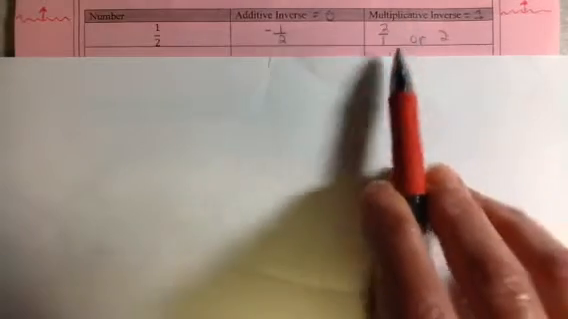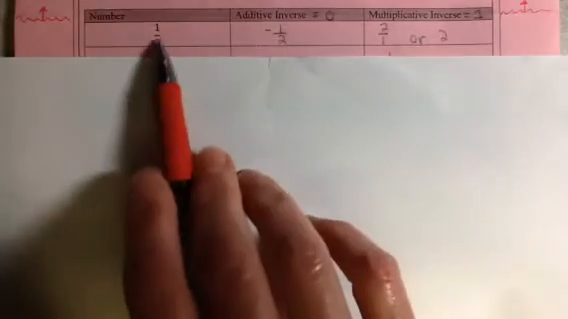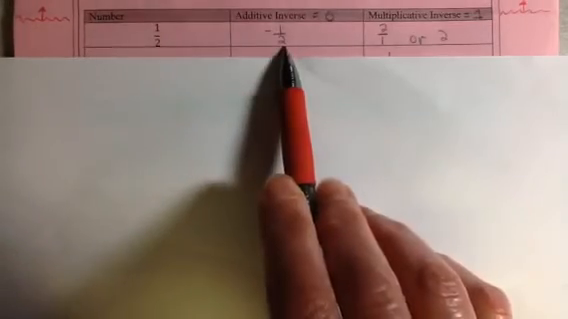And the multiplicative inverse, we just take this number and flip it. So 2 over 1. If we multiply 1/2 times 2 over 1, we're going to get 1. If we add 1/2 to negative 1/2, we're going to get 0. So that's what you need to remember for the additive inverse, always equals 0. And the multiplicative inverse of a number, when you multiply, always equals 1.